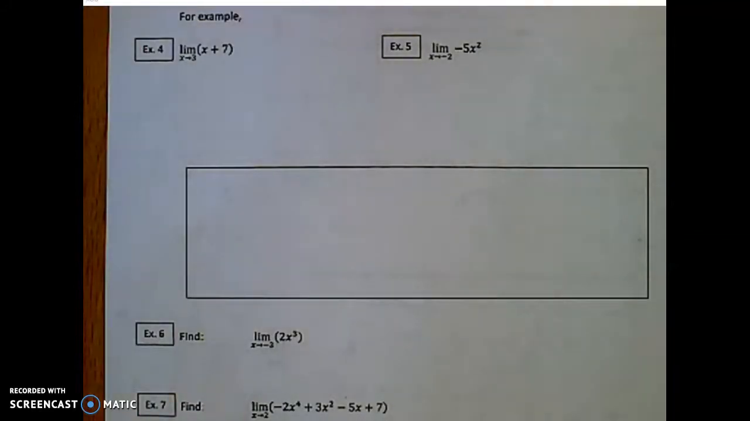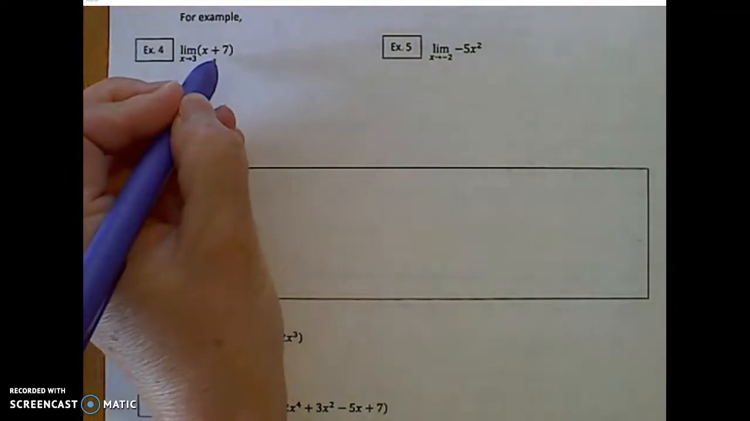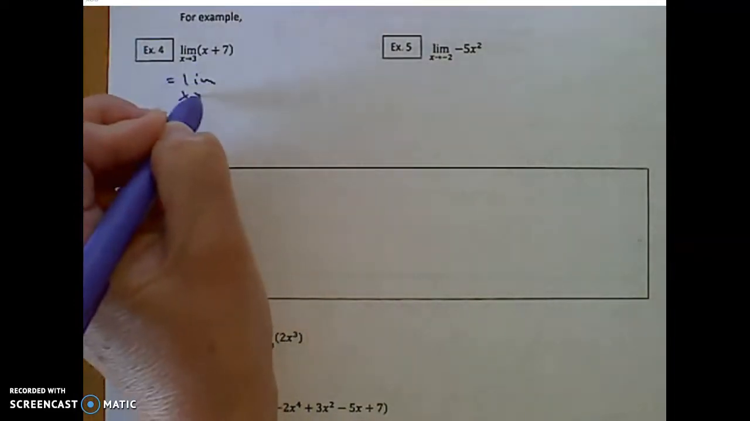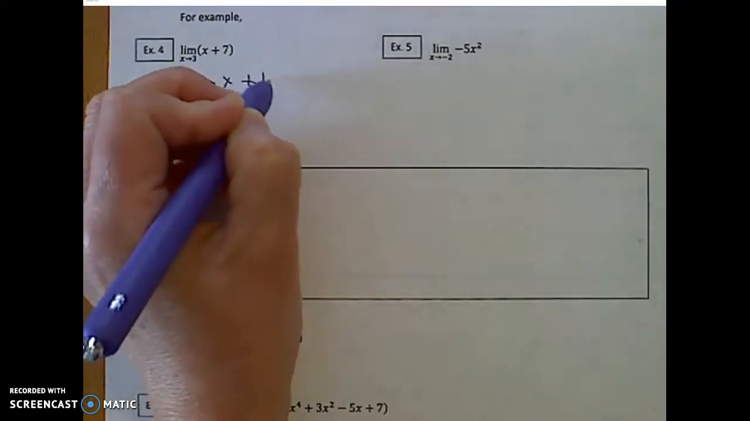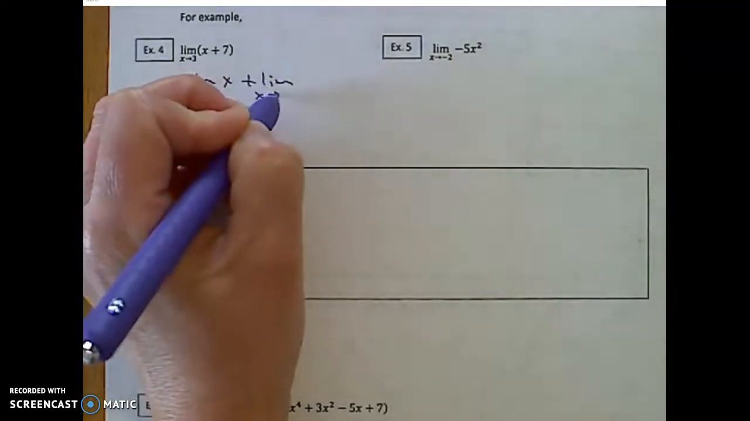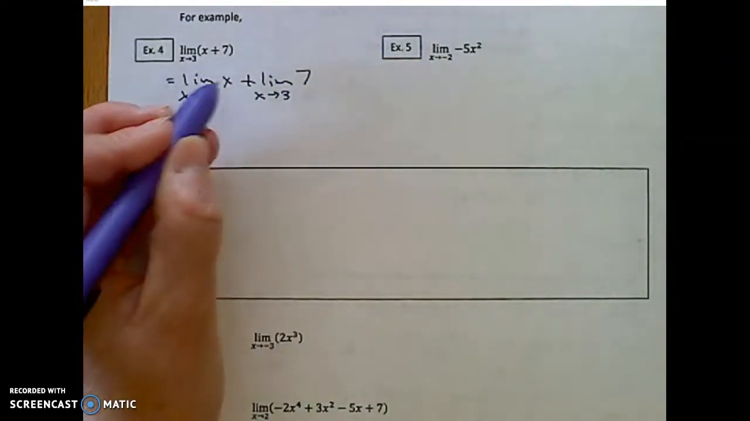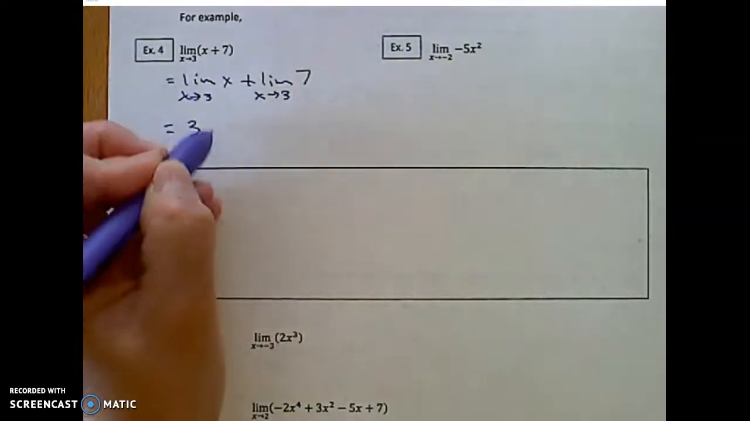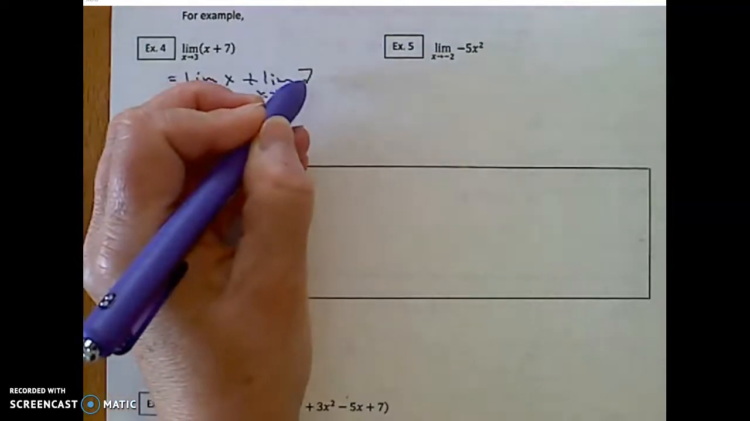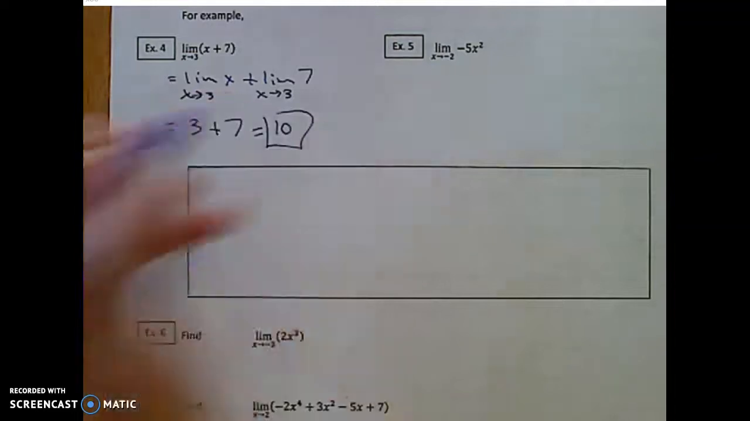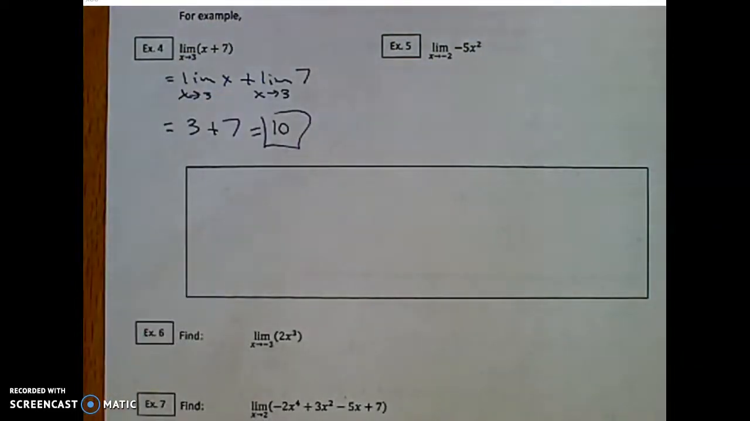Alrighty, a couple examples from those last couple of properties. Since there's addition here inside a limit, I can separate that into the limit as x approaches 3 of x plus the limit as x approaches 3 of 7. This is the identity function. If I plug in 3, I get an output of 3. This is a constant function. Output is always equal to 7. And I can evaluate those separately if I like.